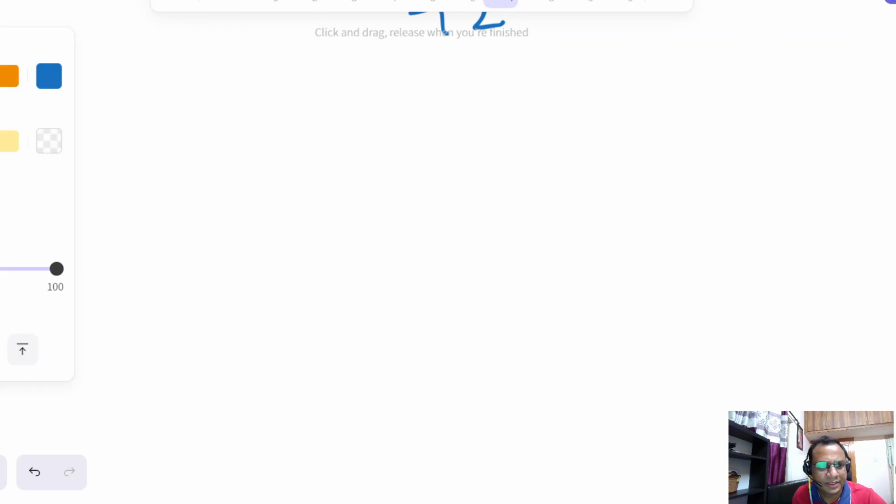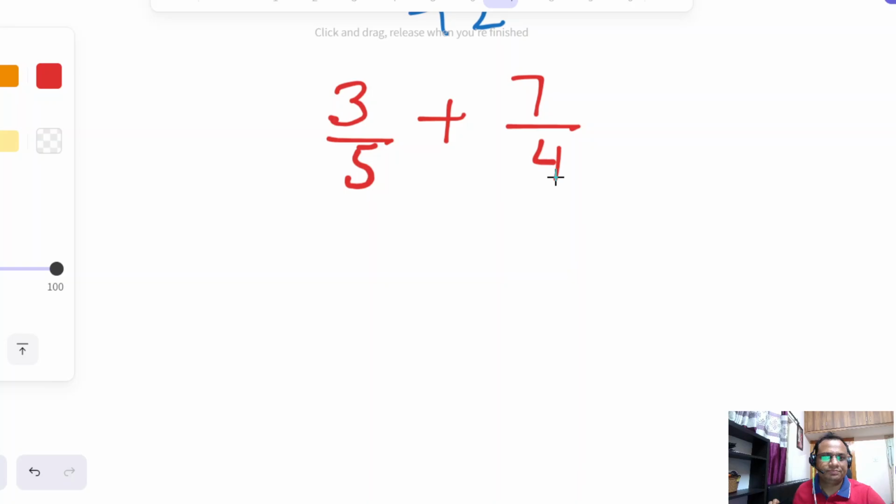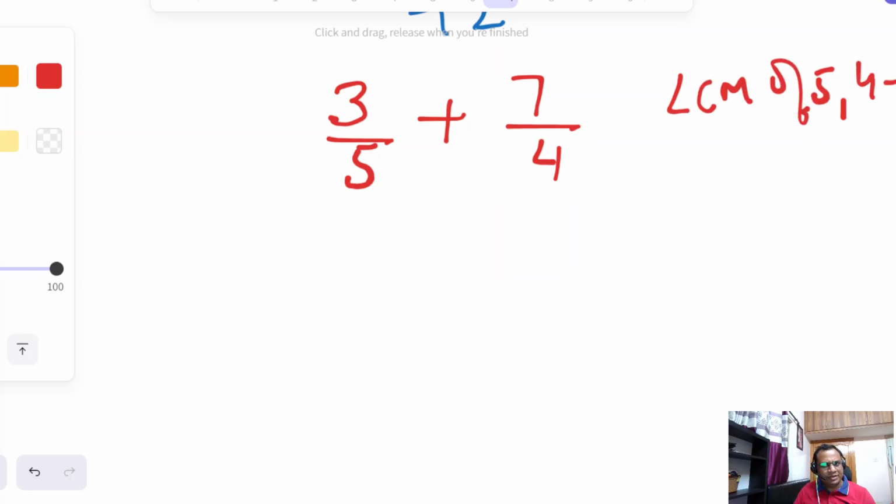Now let me take another example. I have the fractions 3 upon 5 plus 7 upon 4. Are these like fractions? Definitely not, because their denominators are different. If the denominators are the same, it's a very easy game. You just have to add the numerators. But if not, you have to make the denominators the same. As we discussed, we have to find the LCM of the denominators, and the LCM of 5 and 4 is 20.